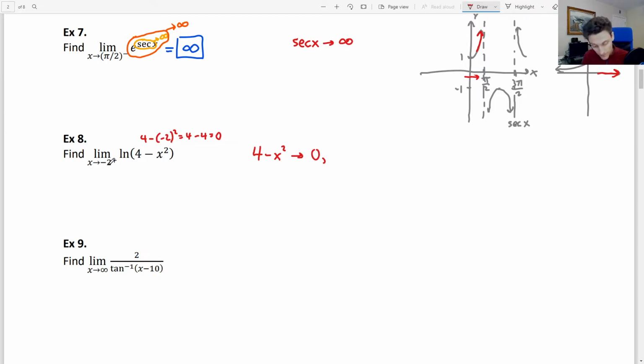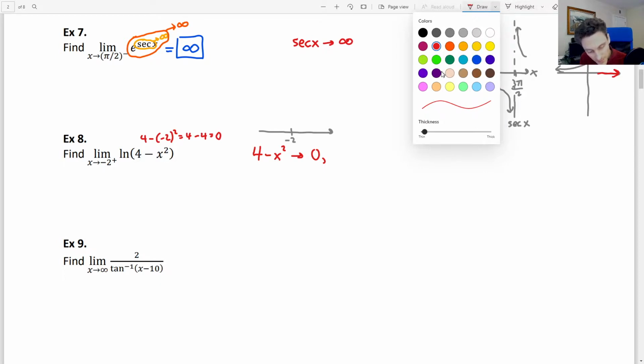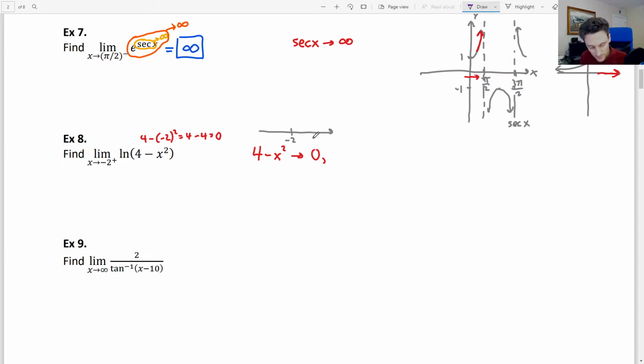Well, here we have to think, what are these x values that are approaching -2 from the positive side? Let's draw a quick number line to think about these x values. So for the x values, I think what I'll do is choose a different color. So for these x values, they're approaching -2 from the positive side, from the right. So over here, you can think of it as -2 plus a little bit. So these numbers are numbers like -1.9, -1.99, those kind of numbers.